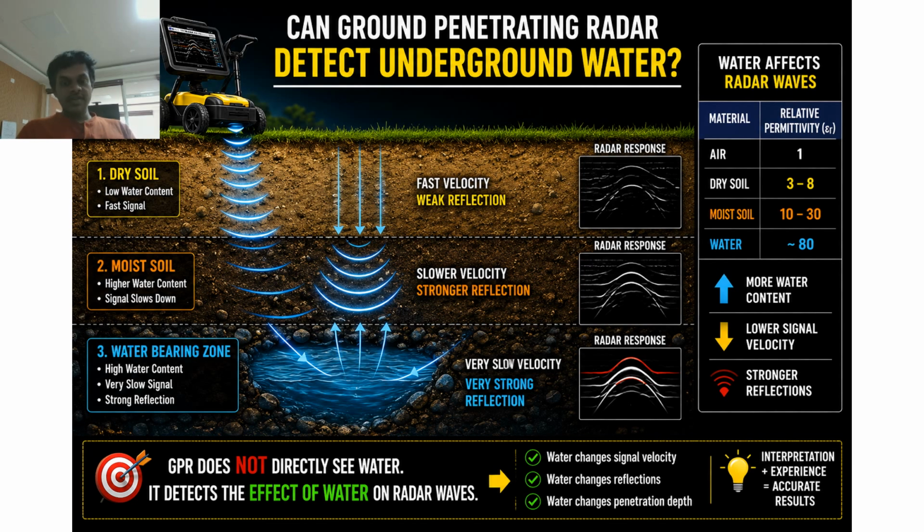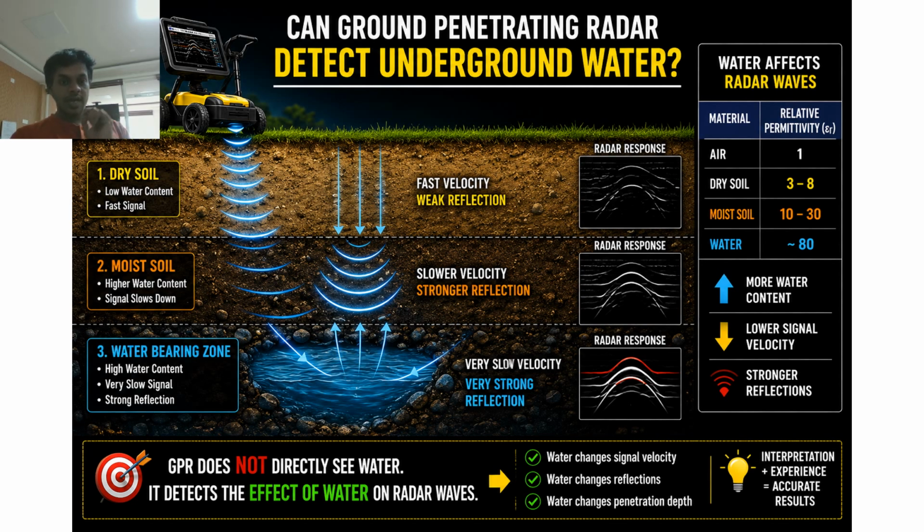As we have learned in the previous videos, water has higher permittivity. In simple words, water affects the speed of the GPR signals more than any of the other common materials. Because of this, areas that contain water often produce noticeable changes in the radar response, and that is what we detect.